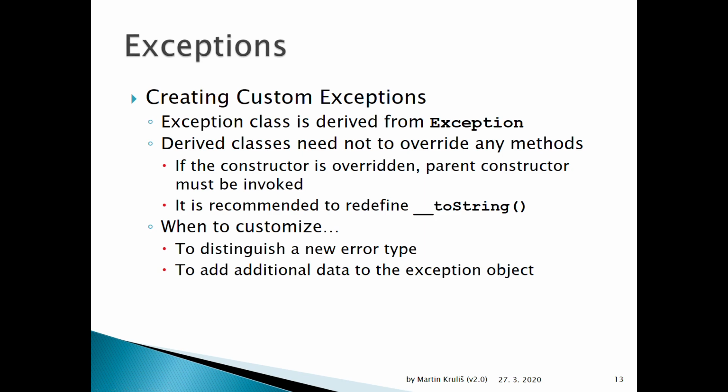If you do not override any methods, anything in the class, then you can use it only to distinguish a new error type. However, if you need to modify the class further, don't forget, if you provide the constructor, you must invoke the parent constructor as well. This is crucial, otherwise the exceptions won't work properly. And sometimes it's recommended also to redefine toString magic method, because this can be used in some cases to dump the exception into the HTML or into the error logs.